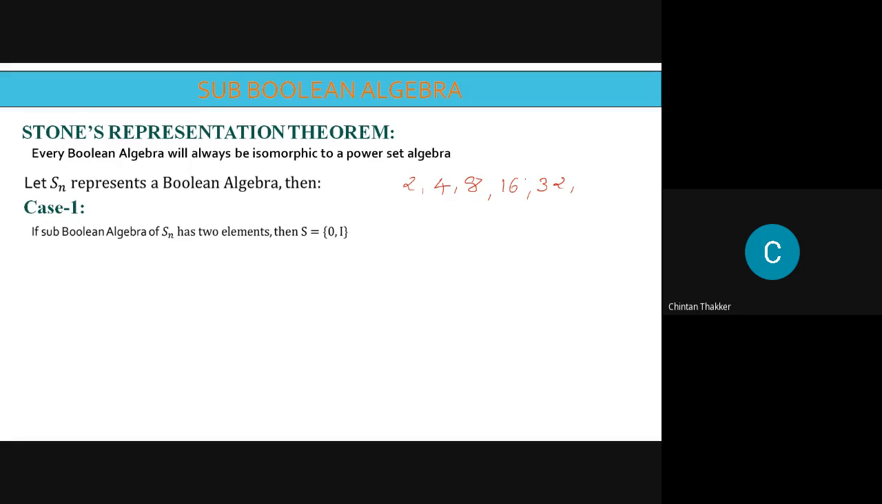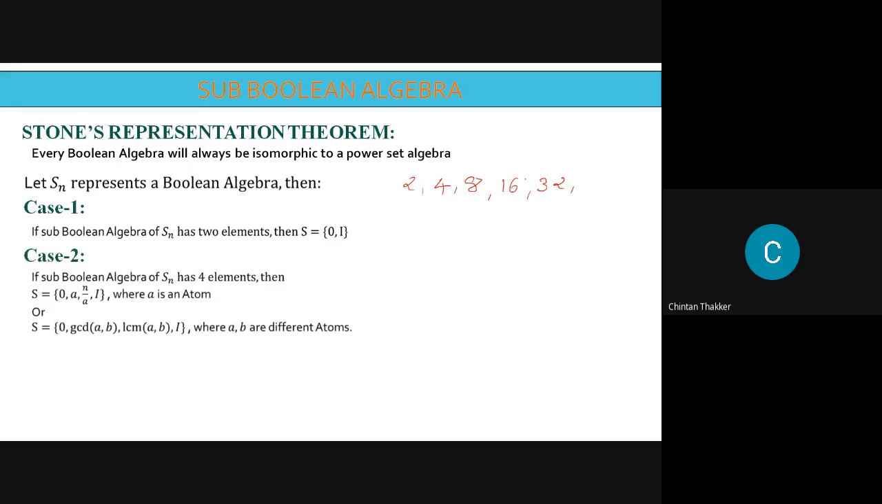See, if Sn is given, then the sub-Boolean algebra of the two element set is the 0 element and 1 element. This is always a sub-Boolean algebra of any Boolean algebra. Then the second case is we have 0, A is an atom, A, N by A, and I.